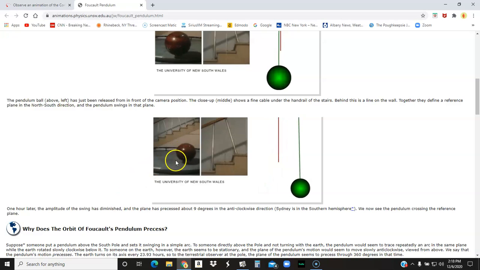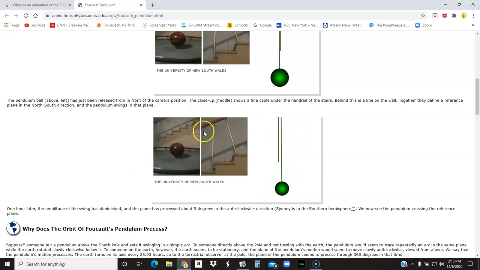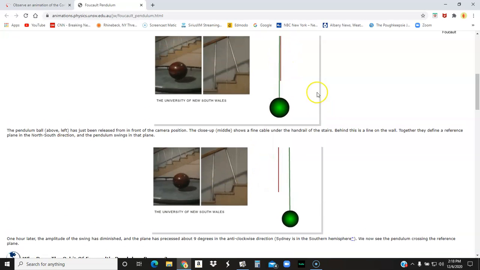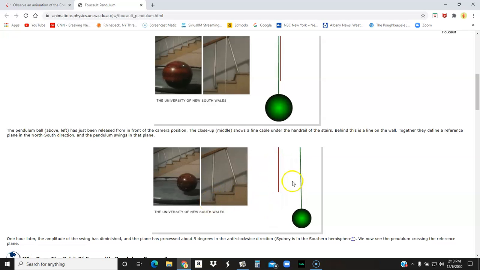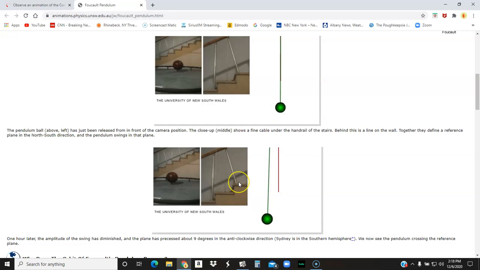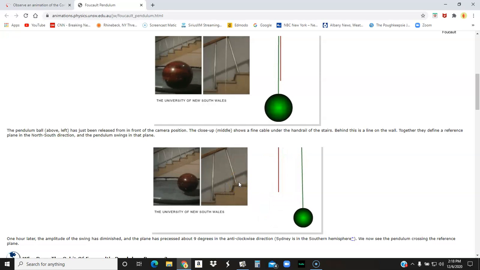And so now the pendulum, even though it's still going in the same direction, appears, you notice the green line isn't in sync with the red line like it was up here. It's now cutting across it. It looks like it's going left to right with reference to that red line. But again, it's not that the pendulum changed direction. The actual stairs, the whole floor, everything in there moved except for the weight of the pendulum.